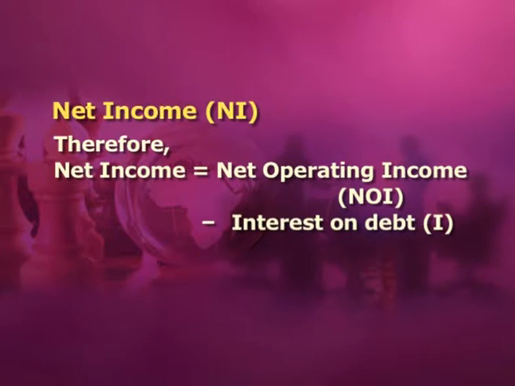This approach has been propounded by Durand David in 1959. According to this approach, the market value of equity shares is based on the earning available for equity shareholders after the payment of interest on debt if the debt is included in the capital structure. The earning of the firm after the payment of all other expenses except interest on debt is called net operating income, or we can say NOI, and the earning available for equity shareholders after the payment of interest is called net income, that is NI. Therefore, net income is equal to net operating income minus interest on debt.